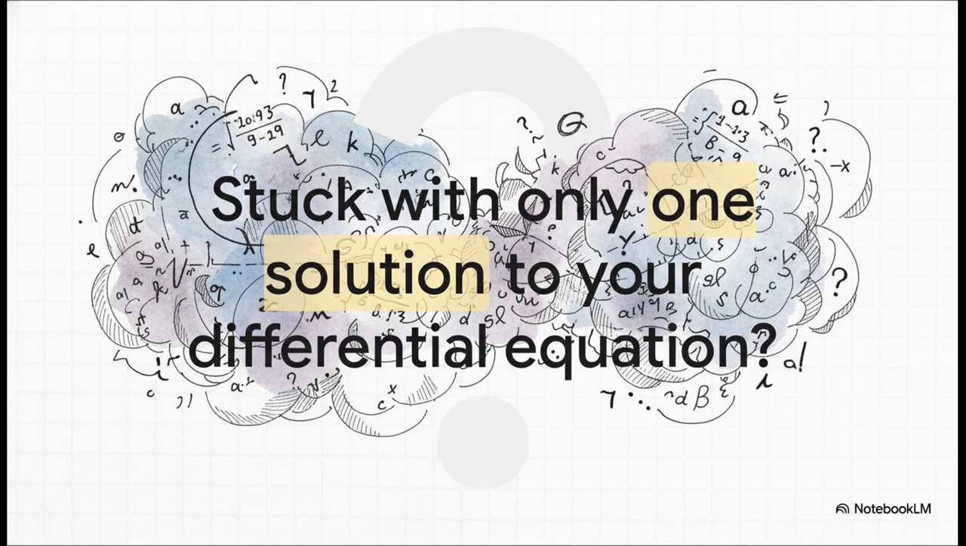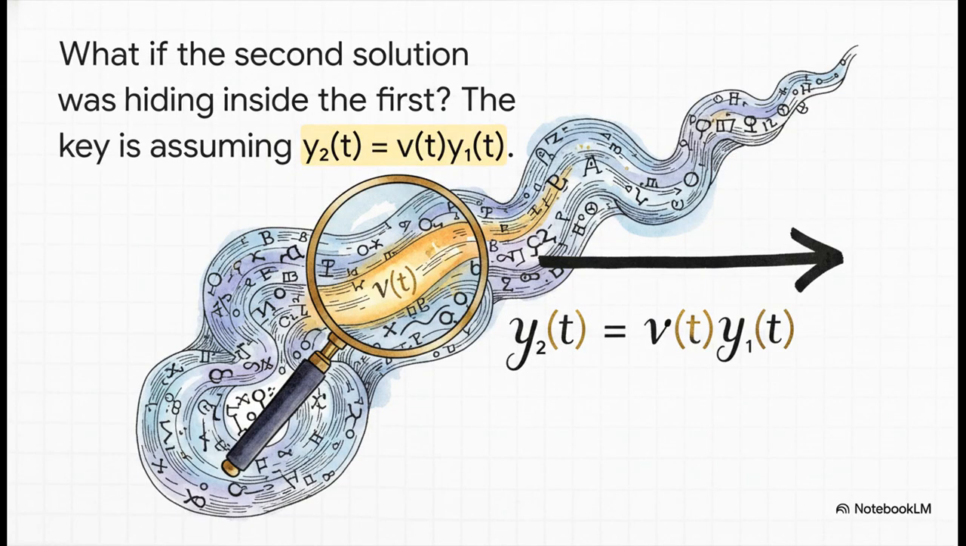So, picture this. You're deep into a problem. You've got a second-order DE, and you found one solution. Maybe you just spotted it or you used another method, but now you're stuck. You need that second solution to build the general solution, and you've hit a wall. Sound familiar? It's a super frustrating place to be.